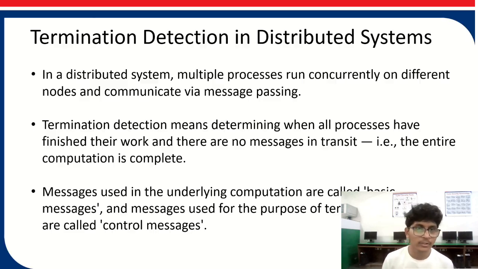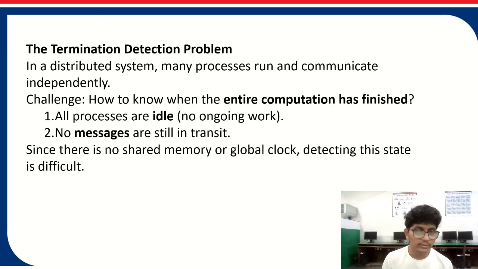Let's get started. In a distributed system, multiple processes run on different nodes and communicate through messages. Termination detection means figuring out when all the processes have finished their work and no messages are in transit. Basically, when the computation is complete. Important note: the messages used in the actual computation are called basic messages, while messages for detecting termination are called control messages.